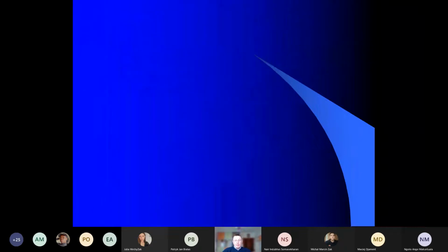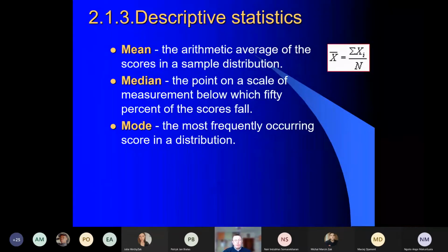Okay, sorry, let me go back. There are a few common definitions of what is mean, median, and mode, and how to calculate them. For the mean, or arithmetic average, we have a mathematical formula. Median and mode can only be selected manually from our data set.